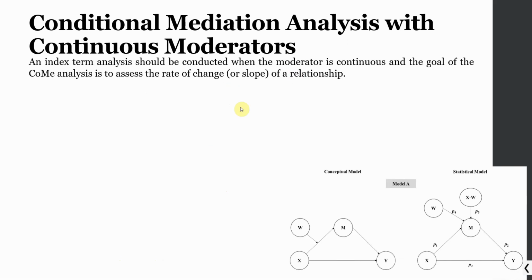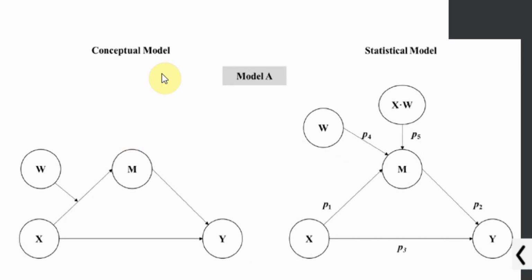Now we need an index of moderated mediation, and an index term analysis should be conducted when the moderator is continuous. And the goal of conditional mediation analysis is to assess the rate of change or slope. Now, in this example, we are just going to look at continuous variables. Now, this is your conceptual model. This is your statistical model. This is the relationship that is being moderated.